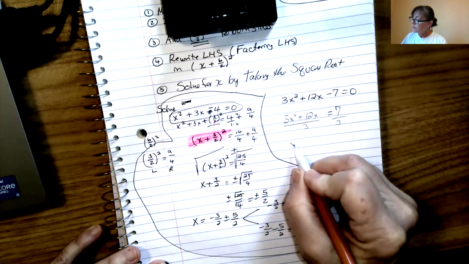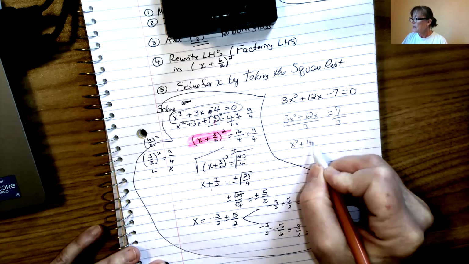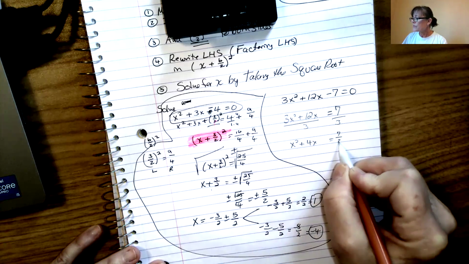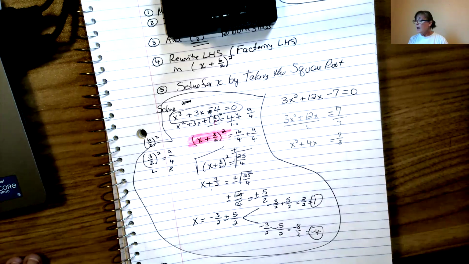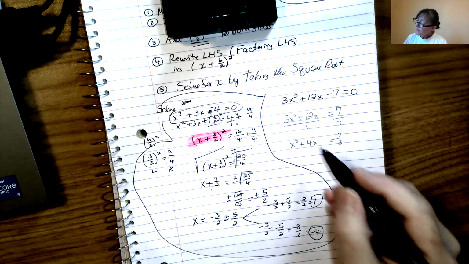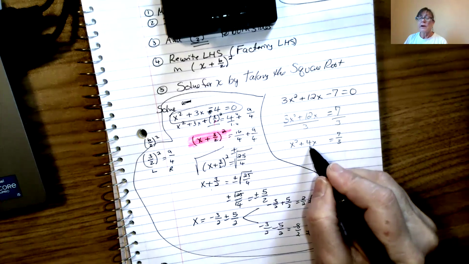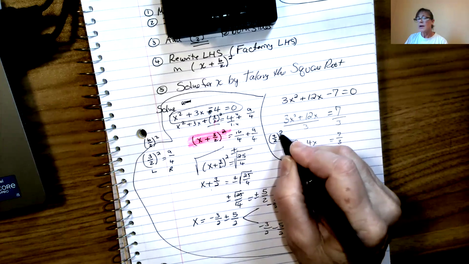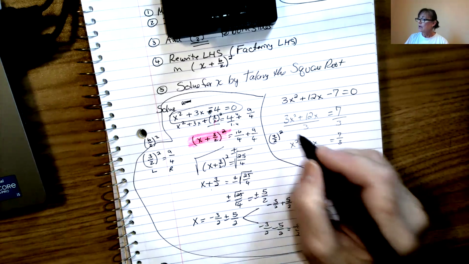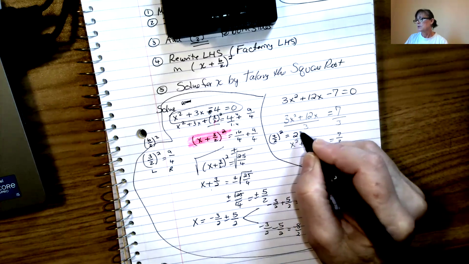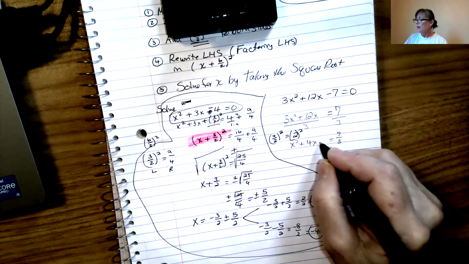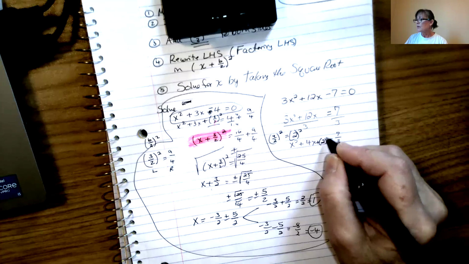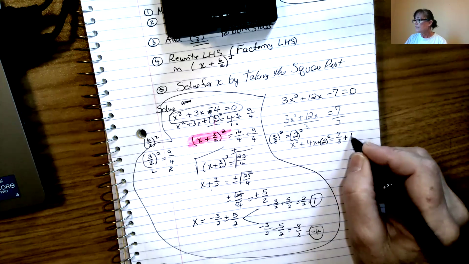And so I'm going to get x squared plus 4x is equal to 7 over 3. All right. Now I have to add my special term, which is b over 2 quantity squared. In this case, b is 4. So if I take 4 over 2 quantity squared, that's what it's going to look like. So that's really 2 squared. So on the left, I'm going to make this look like 2 squared. And on the right, I'm going to go ahead and call it 4.